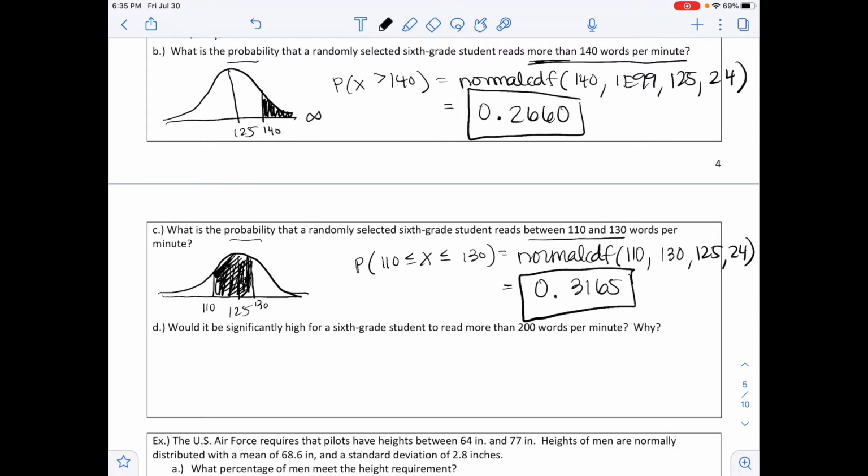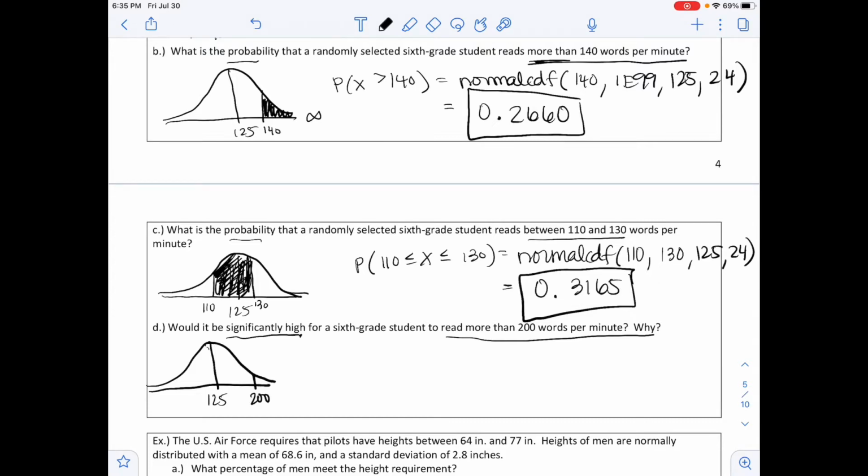Part D says, would it be significantly high, we saw these words since the beginning of the semester, for a 6th grade student to read more than 200 words per minute, and then why? So more than 200 words per minute. So let's go ahead and draw our bell-shaped curve. Put our mean on at 125. It says more than 200 words per minute.